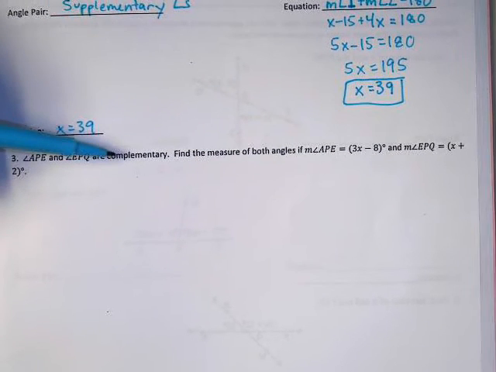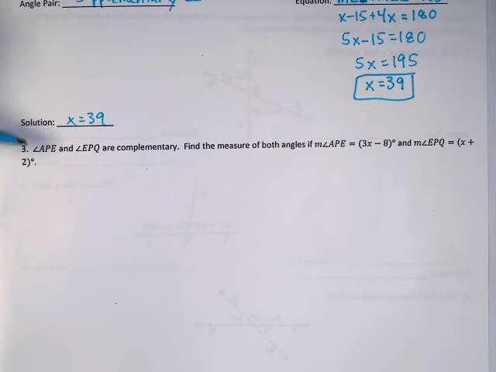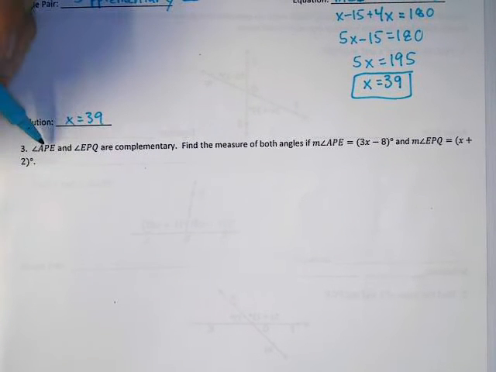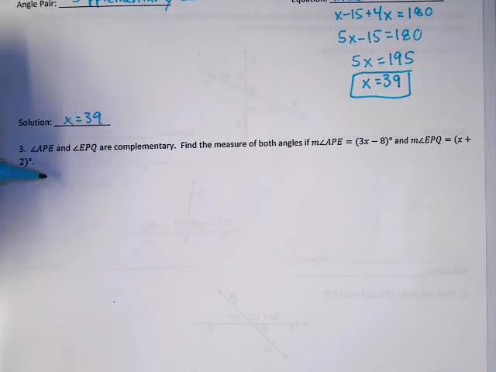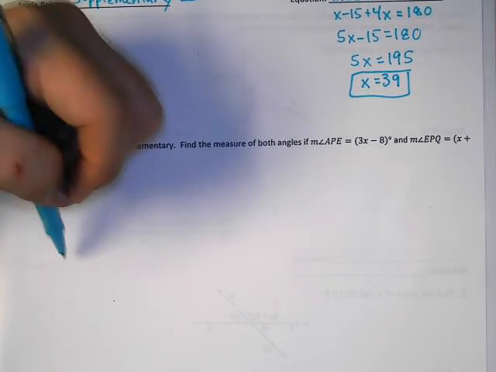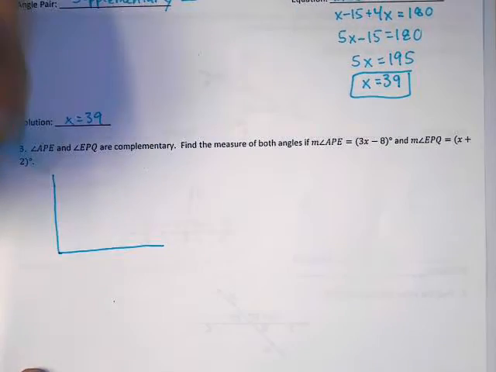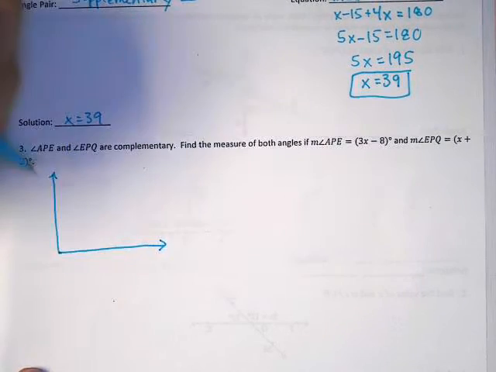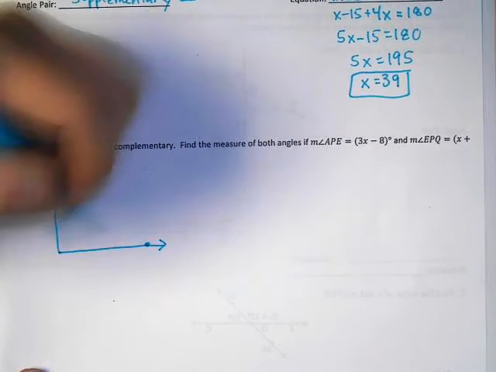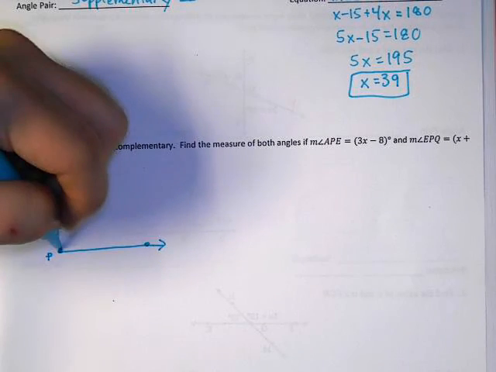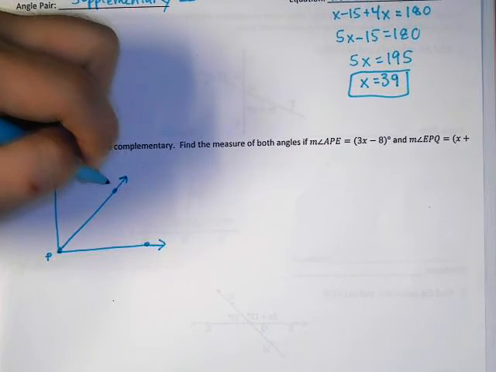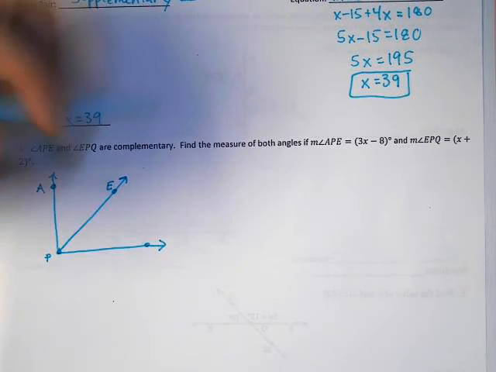Complementary angles don't always have to be adjacent, but when I'm drawing these angles, APE, EPQ, hopefully you guys agree with me and notice that P is the vertex of both of these angles, which means these angles actually do have to be connected. All right, so I'm going to draw maybe A, P, E, and then I have E, P, Q.